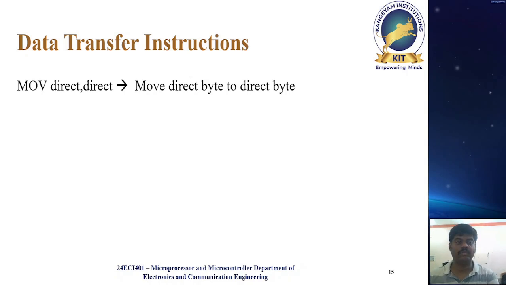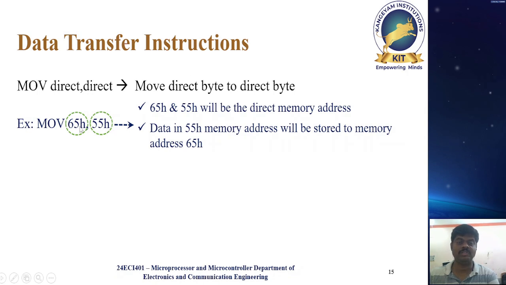Next instruction we are going to see is MOV direct comma direct. In this case, the source is also a direct address and the destination is also a direct address. That means data from a direct byte memory location will be transferred to another direct byte memory location. Simple example: MOV 65, 55. In this case, both source and destination act as direct memory addresses. So data from memory location 55 will be stored to memory location 65.